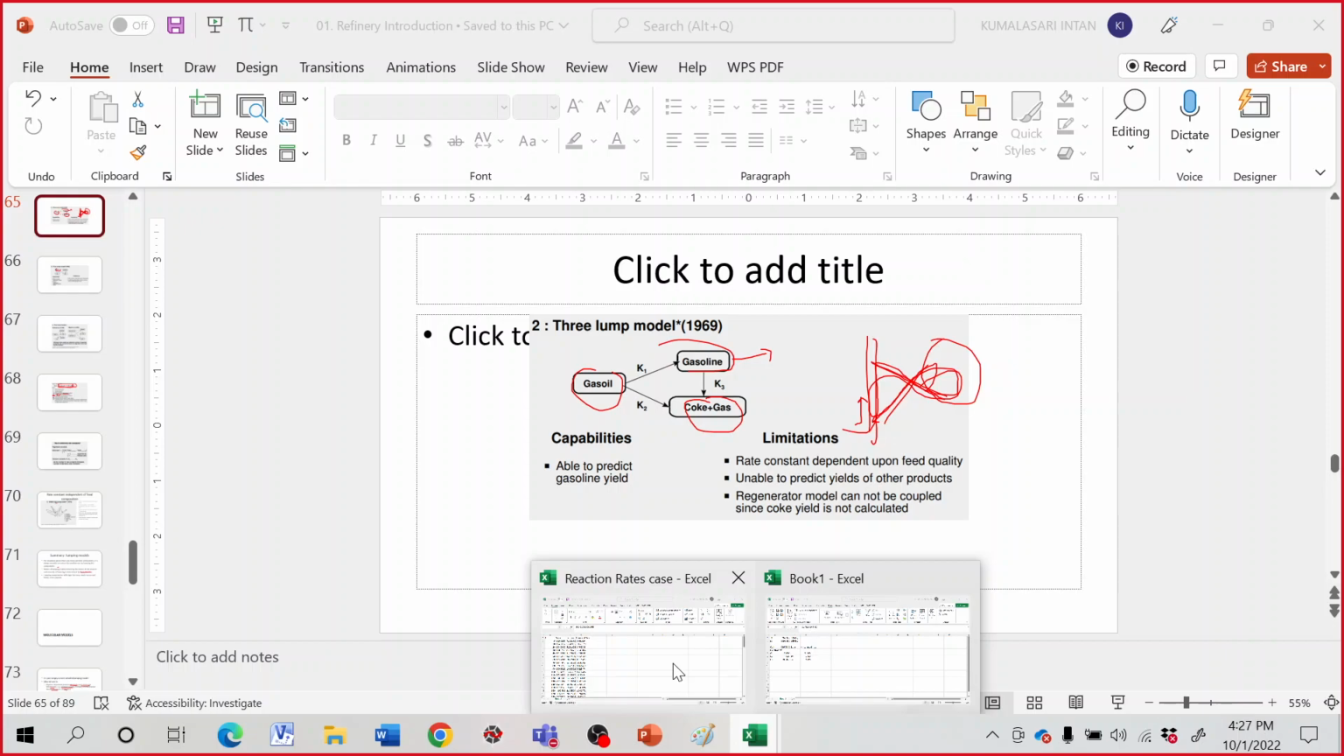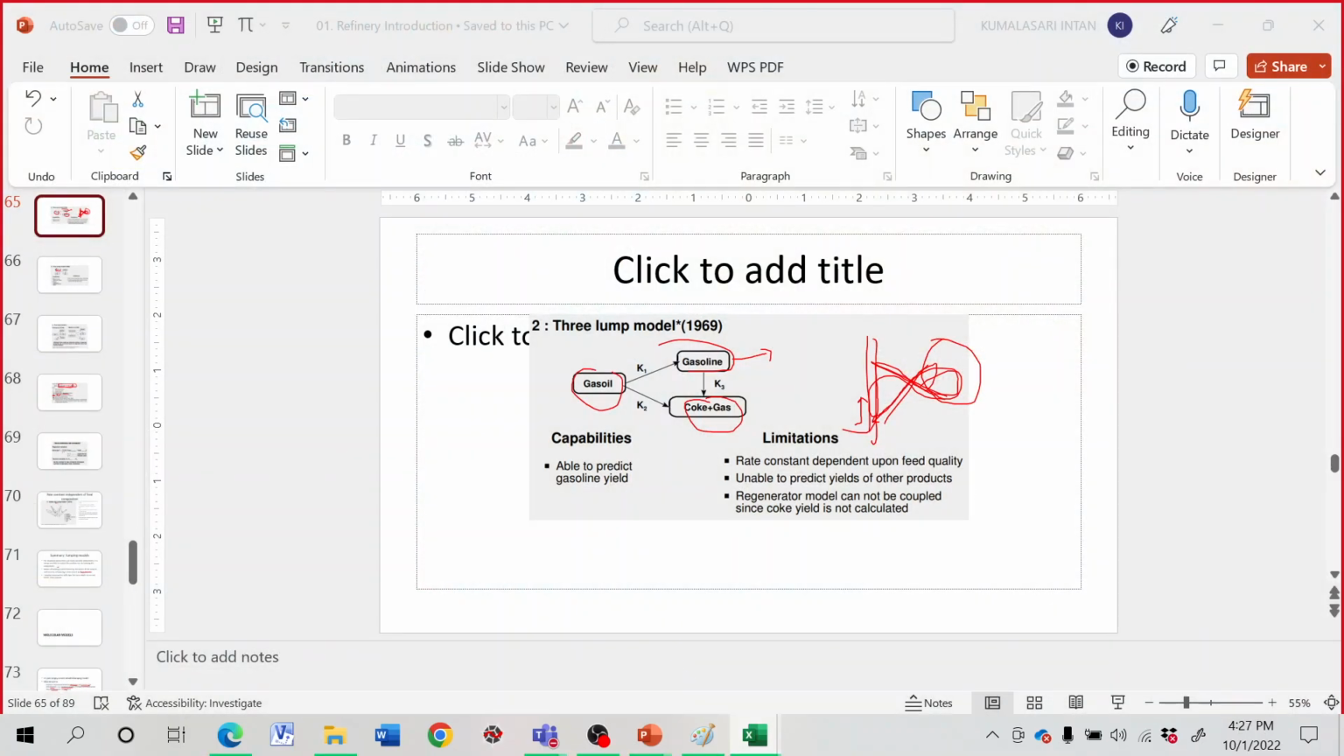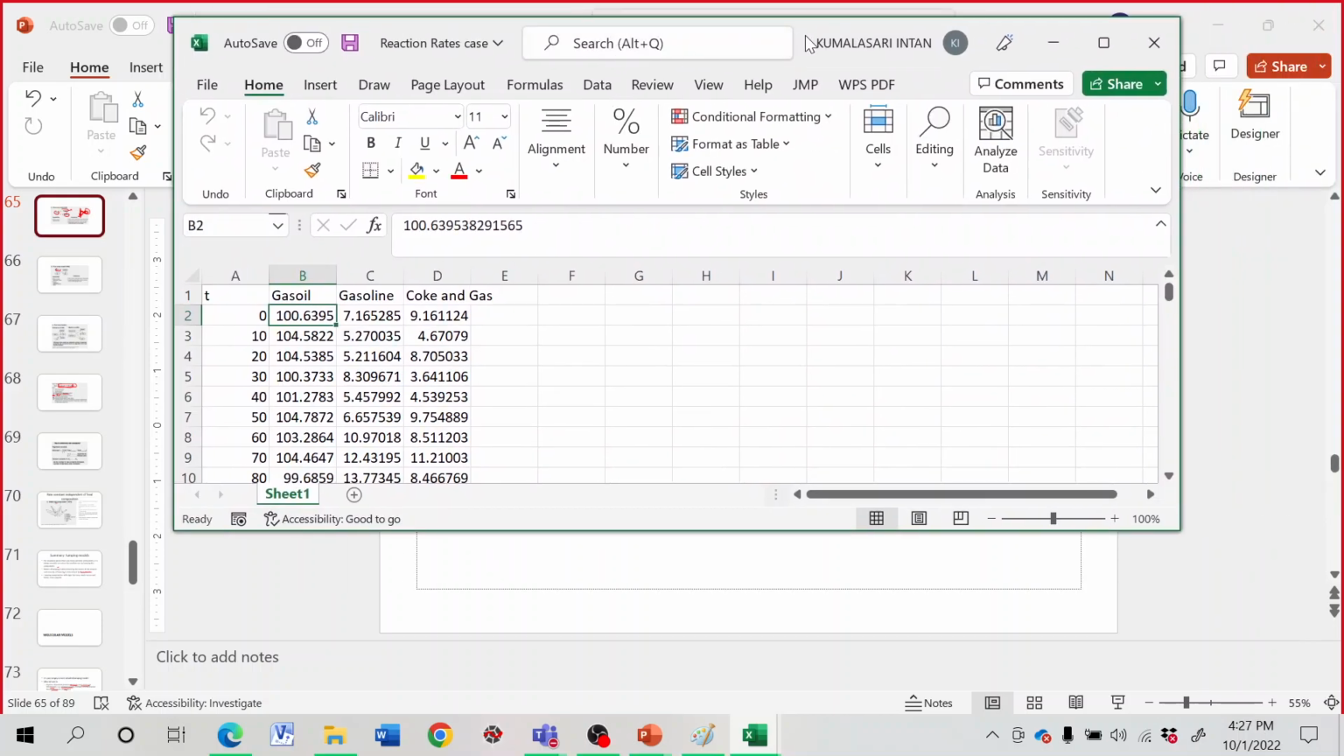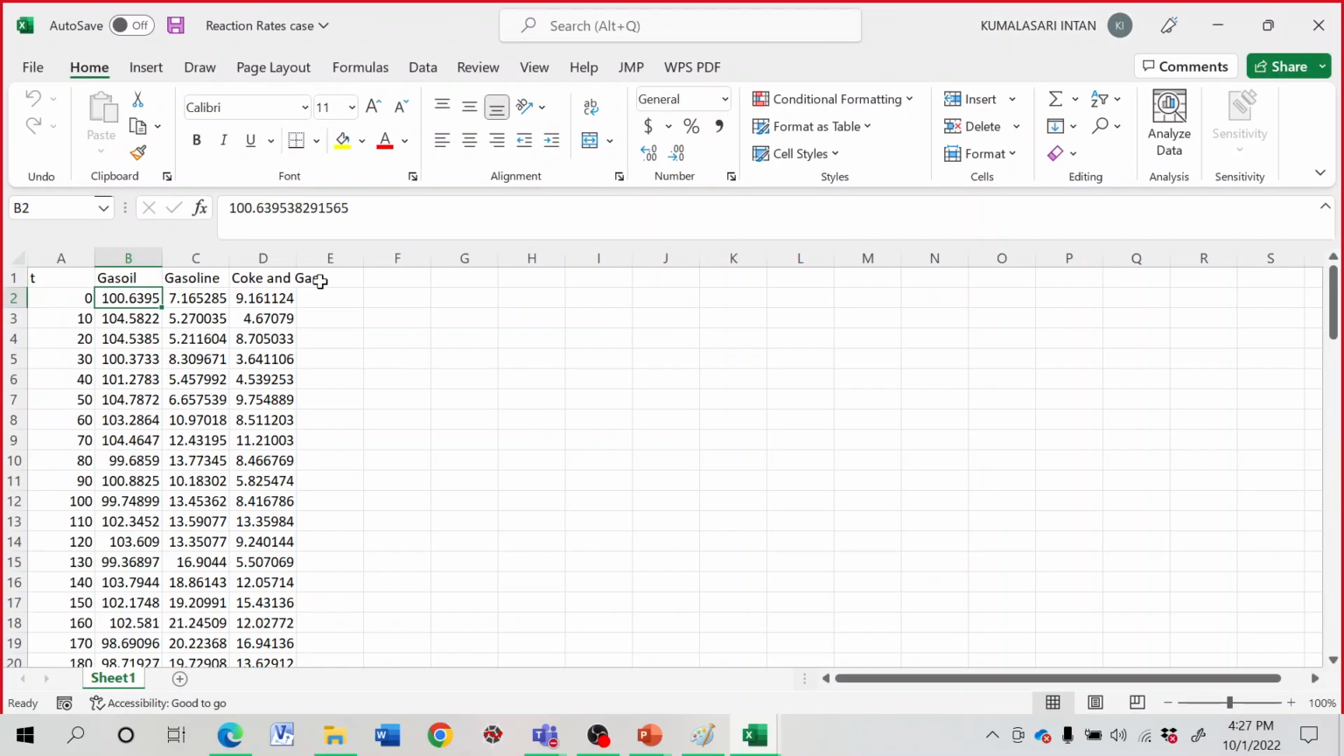I put in these reaction rate cases. We have gasoline, gas oil, coke, and gas, and then we have the temperature, the time, and the measured values. For example, these are the data from your plant or from your lab, whatever. So this is the data that you have, and you say, well, I have this data in the lab, so I want to scale up this reactor. You want to scale up the reactor, so that means you have to use this data.